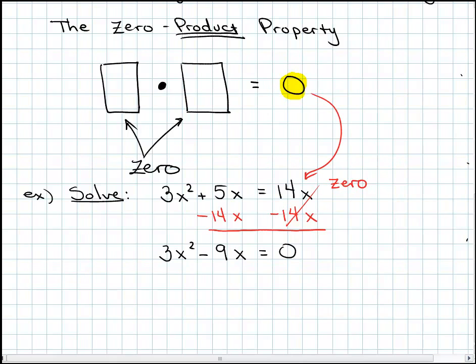So I'm going to factor 3x squared minus 9x. First thing I always try to do in factoring is factor out the GCF. Is there a GCF? Yes, 3x. I can factor out a 3x. And I'm left with what? x minus 3. Yes. So 3x times x minus 3.